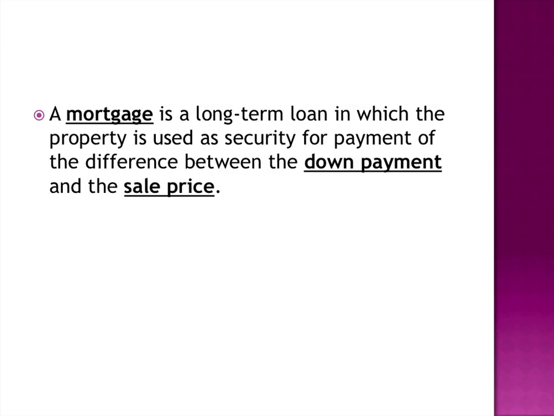So a mortgage is a long-term loan in which the property is used as security for payment of the difference between the down payment and the sale price. So the mortgage is the name of the loan when you buy a house. Okay? It's the amount that you're financing.